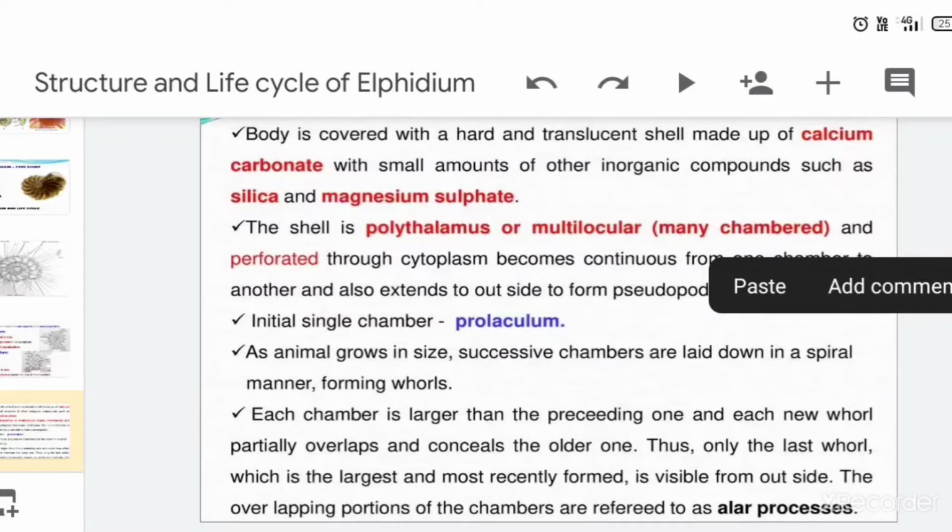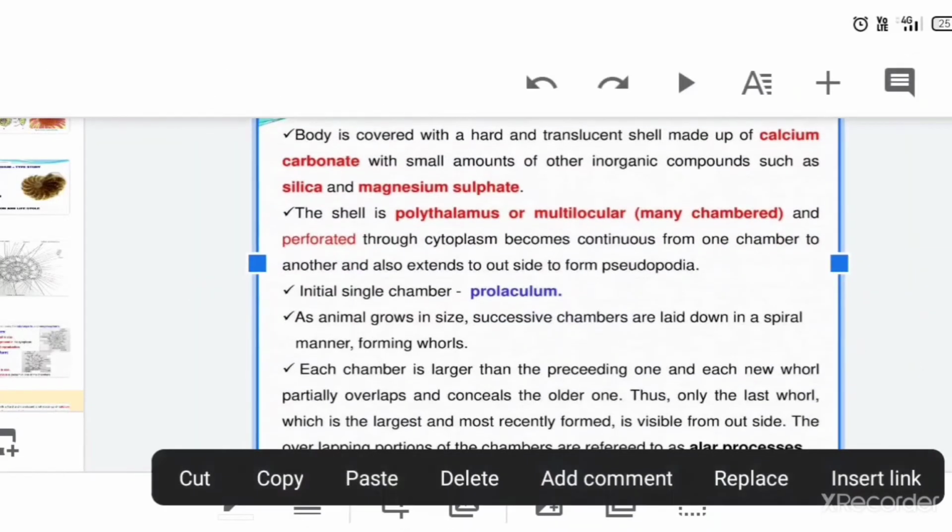So, from this we can say that it is a multilocular Elphidium. The shell is made up of multiple chambers that are divided by septa, wherein each chamber gets overlapped with one another. The older chambers will be at the bottom, whereas the younger chambers will be at the outside. The older chambers are covered by the new chambers, and always the youngest chamber will be on the outside. So the overlapping of the chambers is called the alar process.